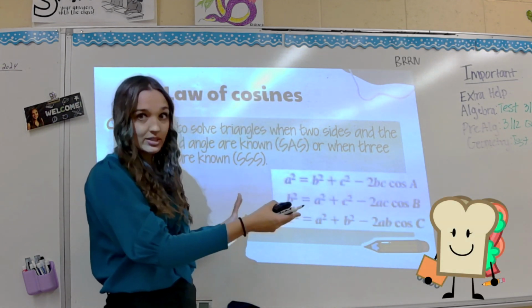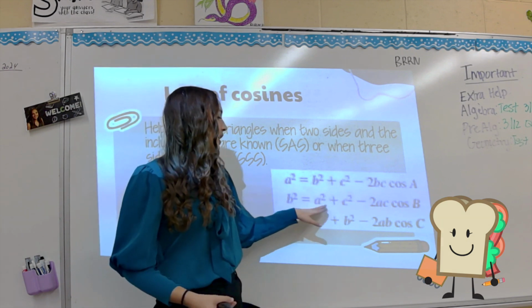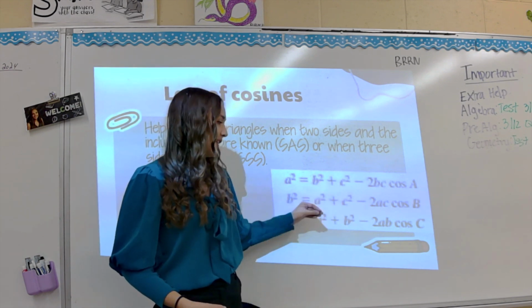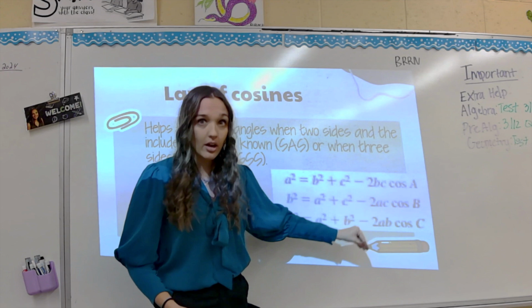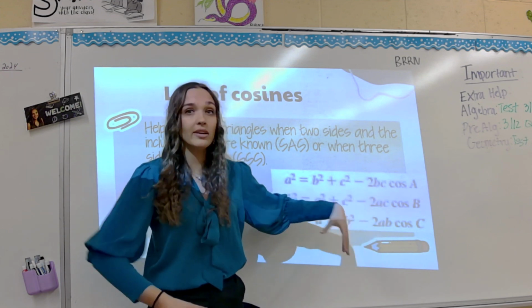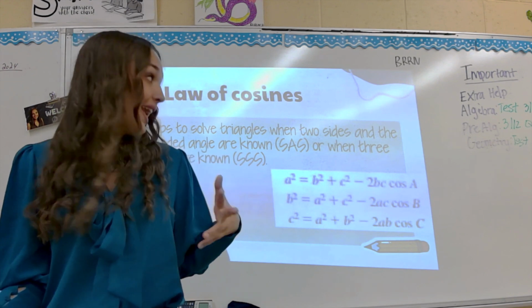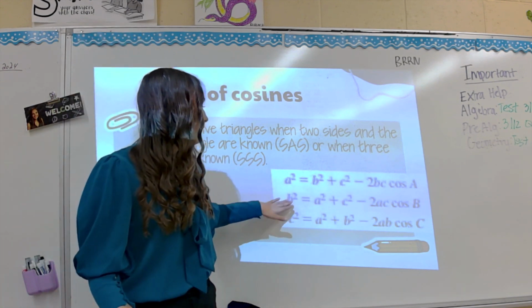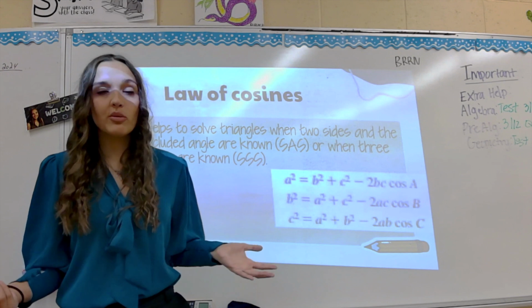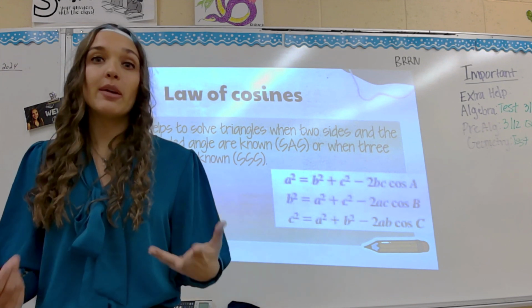So I'm just going to memorize one, where I take my side and I take my angle across from that side, and they're going to be the sandwich. So they're going to be on the outside. Then on the inside, we're taking the other two sides, squaring them, adding them together, minus 2 times the other two sides, times the cosine of the angle in which we're trying to find the side, or we might be trying to find the angle, so I'm going to be looking for my side. So there's going to be a lot that we're trying to do here.